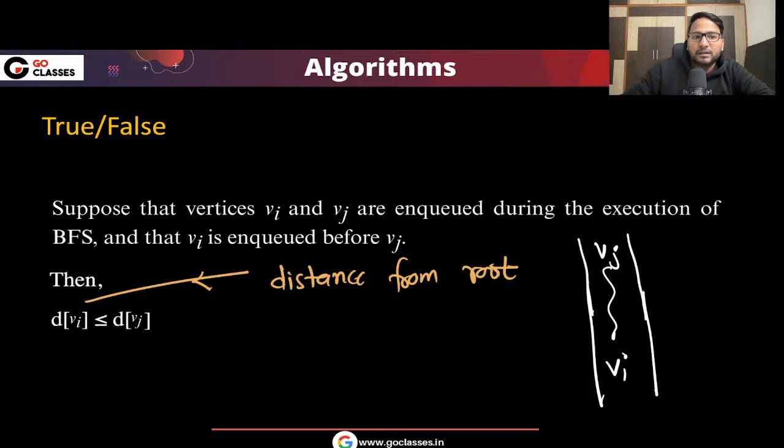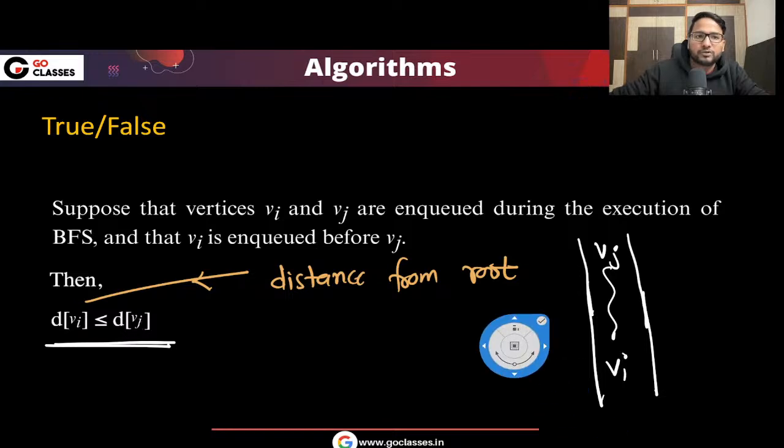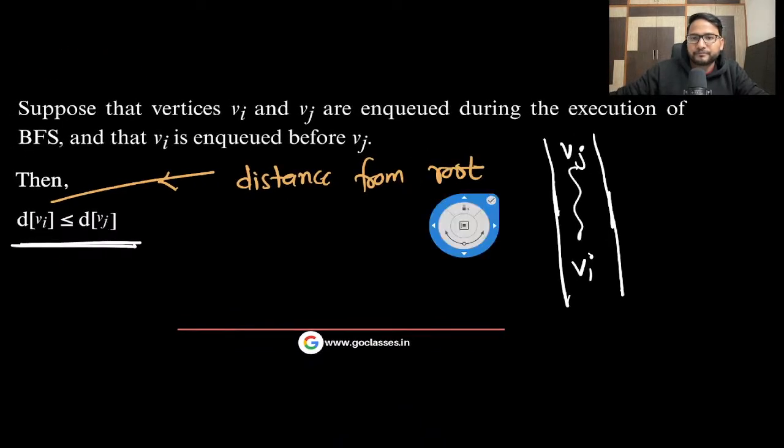Now does this mean that the distance of Vi from the root is less than or equal to the distance of Vj? See, what does this mean? The distance of Vi, right? Let me go to the next page and try to explain what I'm trying to say here.